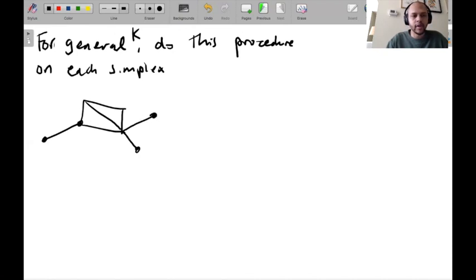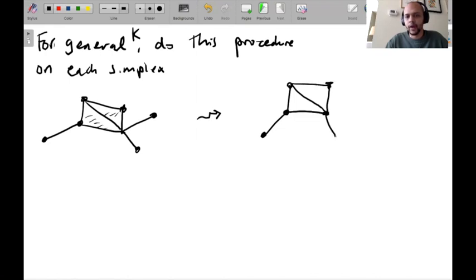You start with this complex, say these triangles are filled in, and then you get a new complex with more vertices. Well, you just subdivide each thing individually. So now we have a vertex here, you divide the edges, and then you divide the faces as well. And you have a vertex in the center of each face.